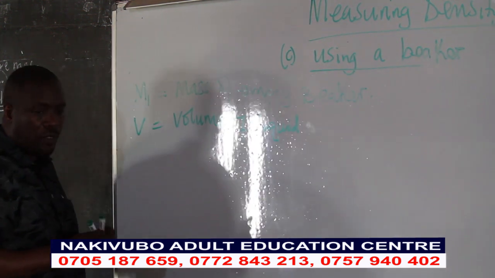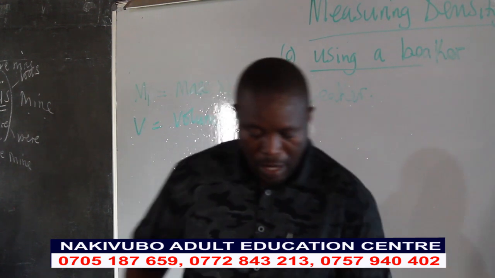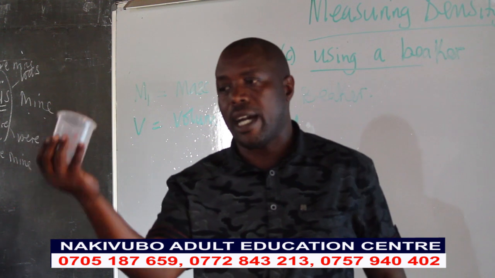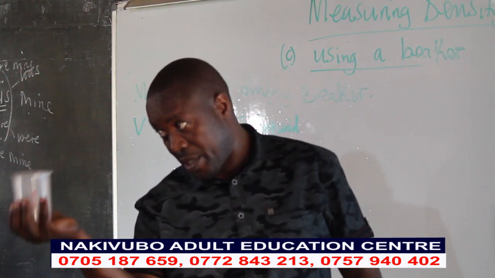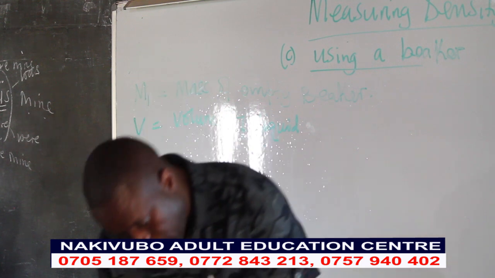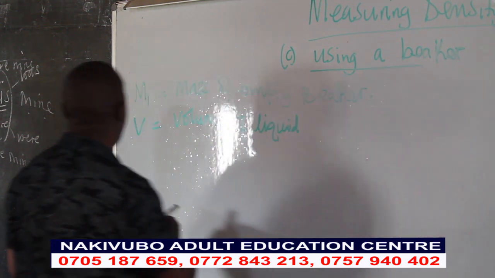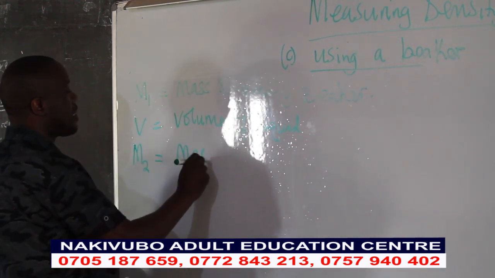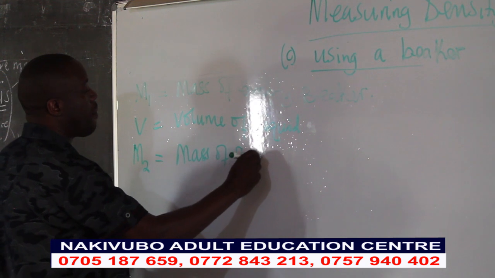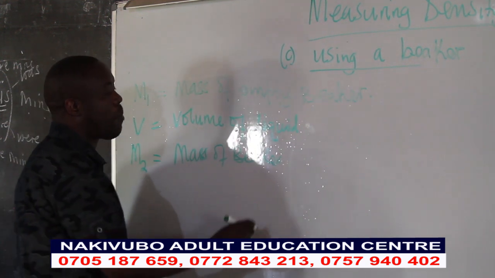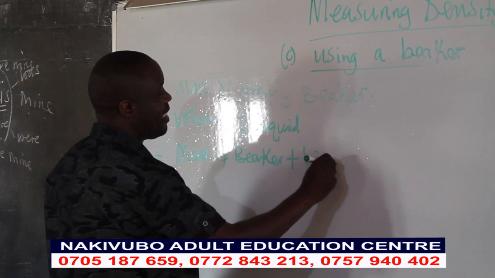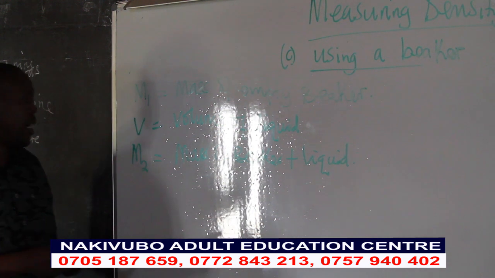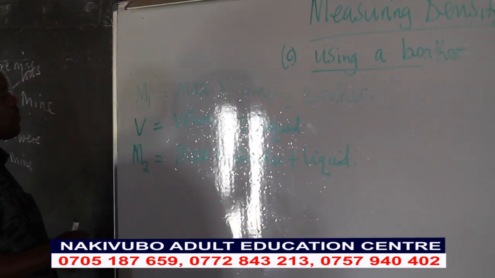Full stop. After that, get this liquid, pour it in the beaker, and find the mass of the beaker when the water is there, or the liquid is there. Is that clear? So we are calling it M2. M2 is the mass of the beaker plus liquid. Am I clear? The liquid could be water.